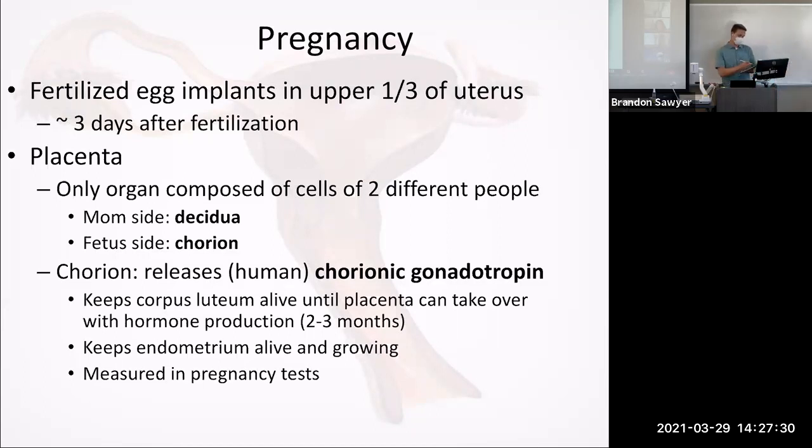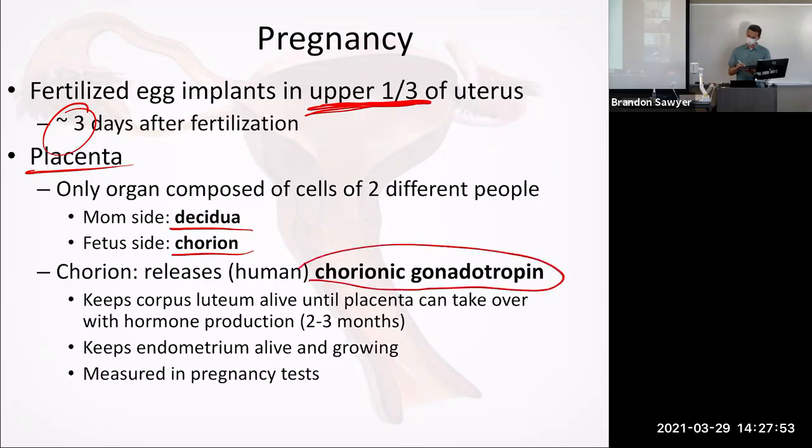So the fertilized egg implants typically in the upper 1/3 of the uterus, okay? This is sometime around 3 days after fertilization. The placenta is an interesting organ because it's made up of 2 different humans. It's the only organ that we have that's like that. On the mom side, it's called the decidua. The fetus side is called the chorion. The chorion releases something called chorionic gonadotropin, which is what pregnancy tests test for in the urine. It's called HCG, which is what those pregnancy tests are testing for.